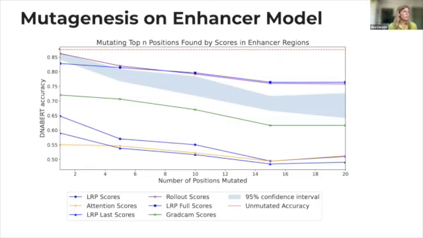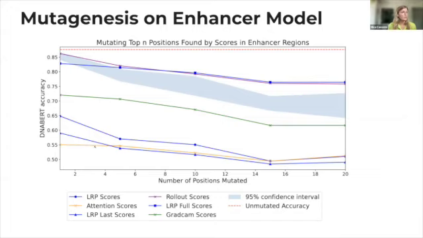So this red dotted line represents the unmutated accuracy when given the enhancer class samples. And then you can see at just mutating one nucleotide, how much the accuracy drops already from this unmutated accuracy. And here, this blue band is the 95% confidence interval for just a random mutagenesis experiment. So that's if I just randomly selected n positions to mutate in the mutagenesis experiment, as opposed to selecting the top n nucleotides as identified by some score.